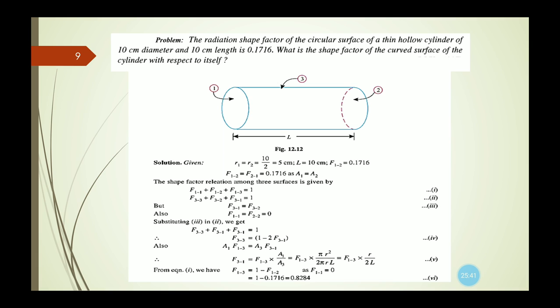Now if we consider the curved surface 3, the summation rule can be written as F33 plus F31 plus F32 equals 1. But F31 equals F32, because in both cases the radiation from the curved surface is propagating to similar circular surfaces of the same cylinder. So F31 will equal F32. Also we can write that F11 equals F22 equals 0.